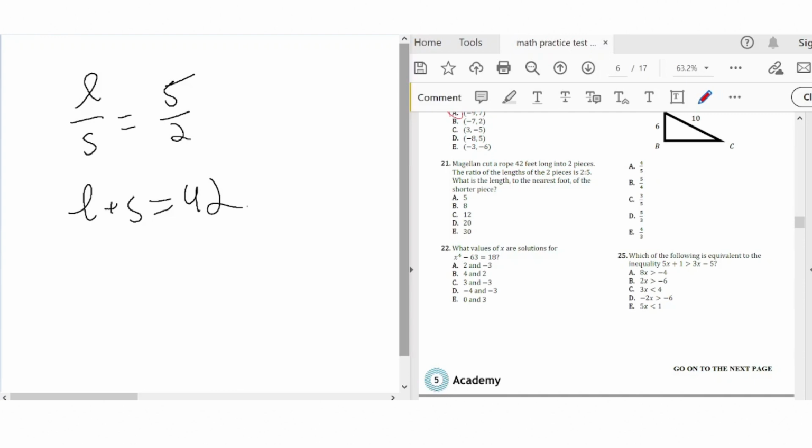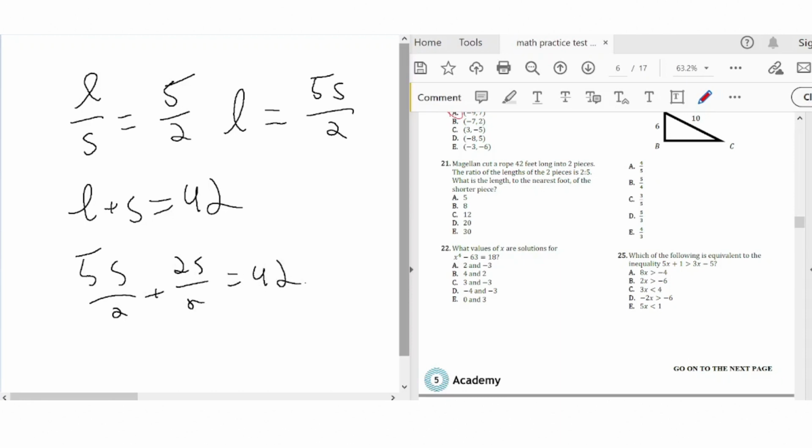So what we can do is solve for L in terms of S. Now we can plug this into our second equation to solve for S. Notice that I rewrote S as 2S over 2. This is the same thing as S, however, it lets me combine these 2 fractions into 7S over 2. Now I can multiply 42 by 2 over 7, and get an answer of 12.